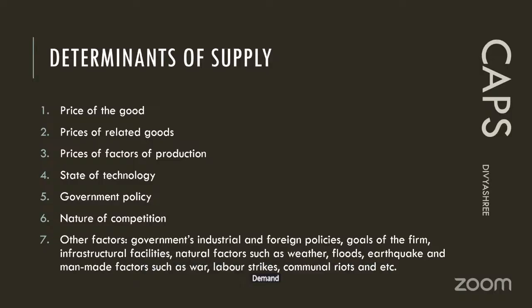Third one, factors of production. Raw material cost, labor cost. If that increases, what happens to the supply? Decreases. Yes, supply decreases. Then state of technology. If the production houses use modern technology, then supply will be more. Very good.